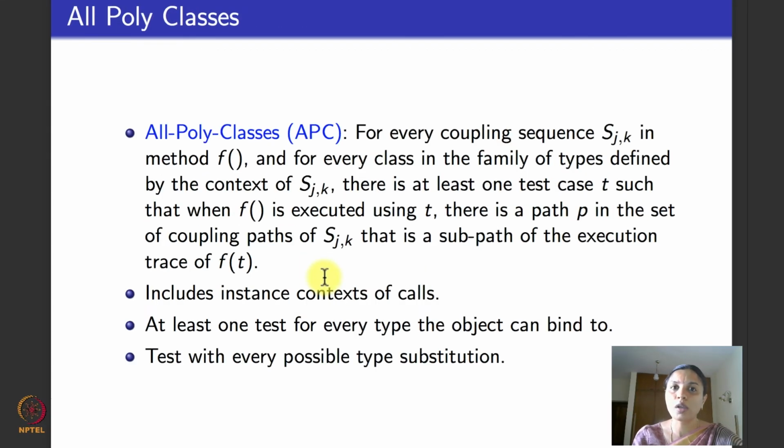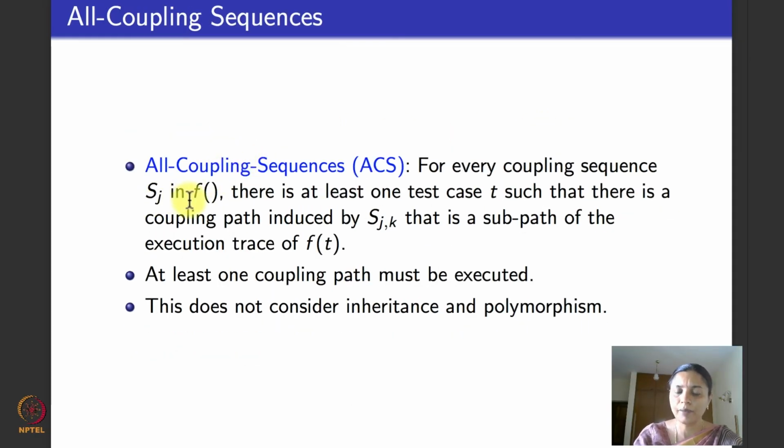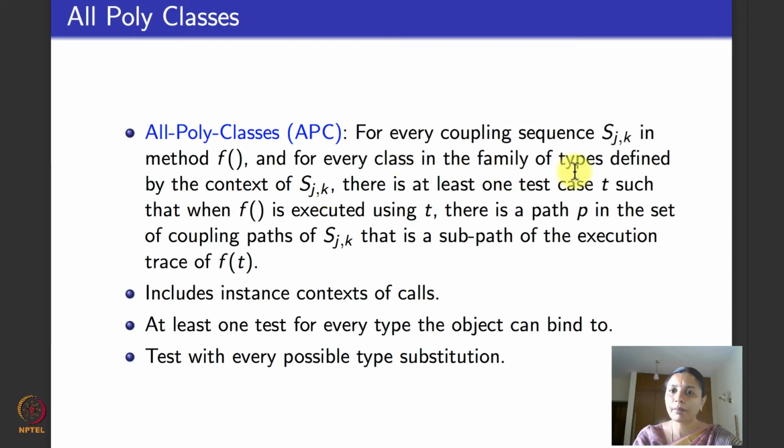The next is all poly classes, abbreviated as APC. Here, for every coupling sequence Sjk in the method f, that's the same as we saw here, and for every class in the family of types defined by the context of Sjk, there is at least one test case T such that when T is executed on f, there is a path in the set of coupling paths that is a subpath of the execution trace of f of T.